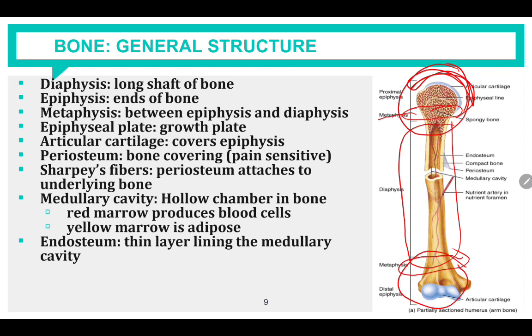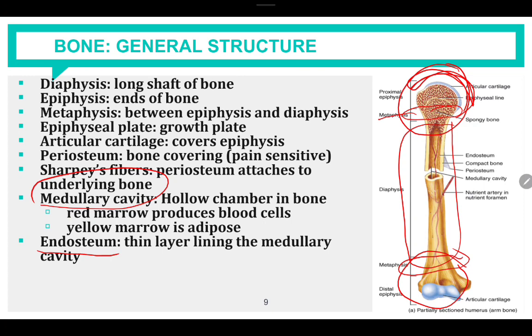Another thing, the medullary cavities. These are your bone marrows. They are the hollow chamber in bone. Red marrow produces blood cells, yellow marrow produces your adipose. And then lastly, the covering ng ating medullary cavity is your endosteum.